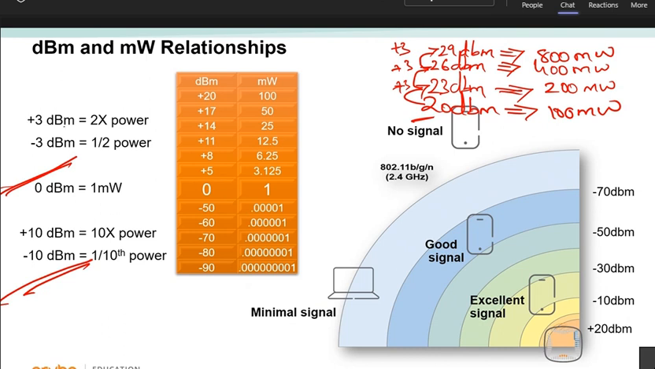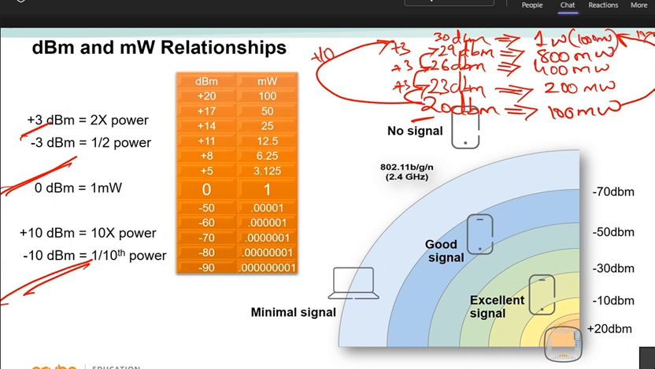I can do plus 3s and go in a step-by-step, small fashion, or I can do a plus 10. Directly from 20, I can do plus 10 dBm, which gets me 30 dBm, where my power level will be increasing 10 times. From 100 milliwatts, we go to 1 watt, or 1000 milliwatts.